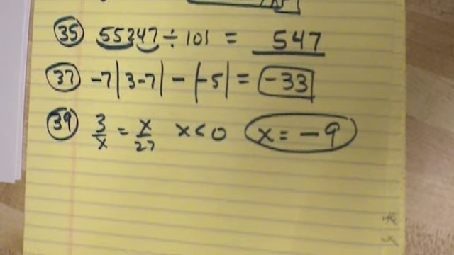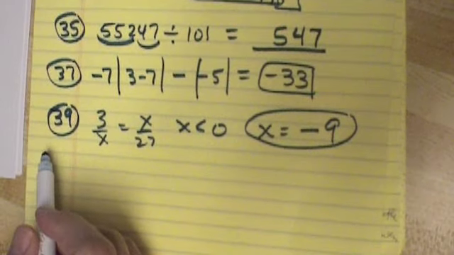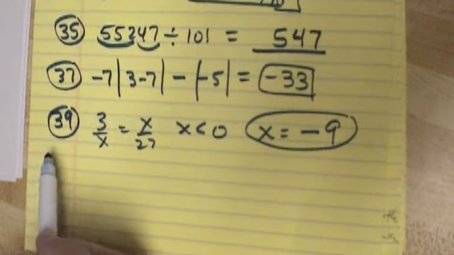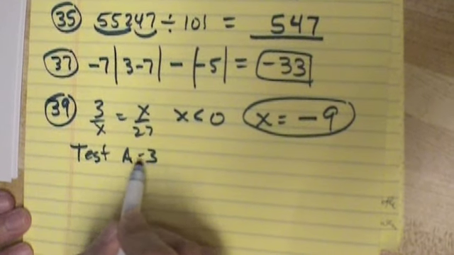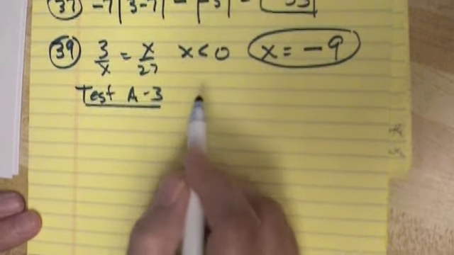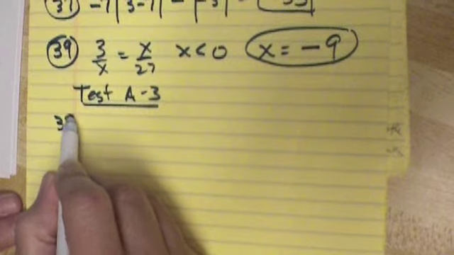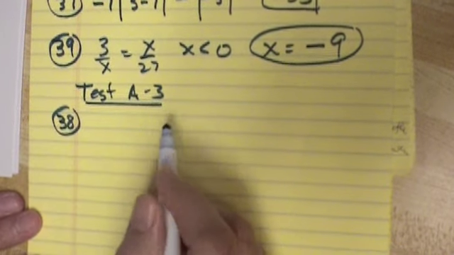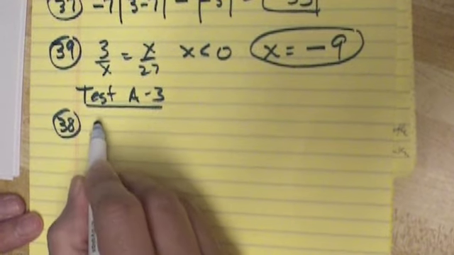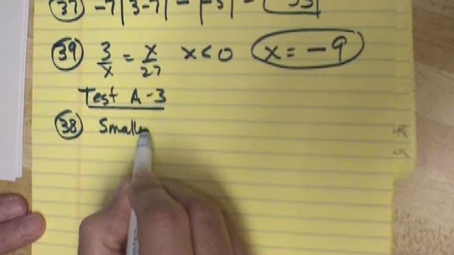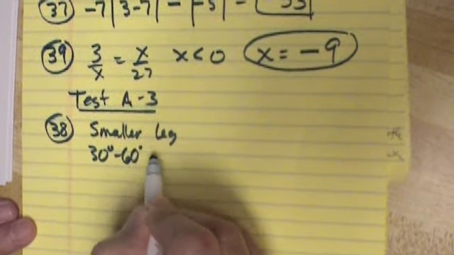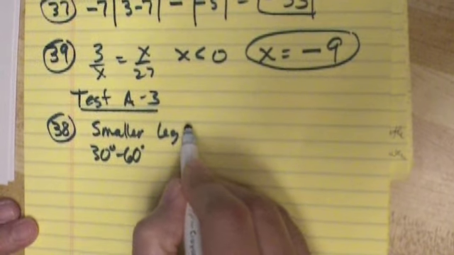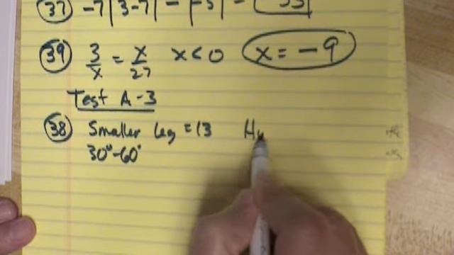And I believe that was the last one on the number sense questions. Well, I'll include test A3 since there's a couple more questions the students submitted on A3. Number 38 on A3 is asking if the smaller leg in a 30-60 right triangle is 13, what is the hypotenuse?